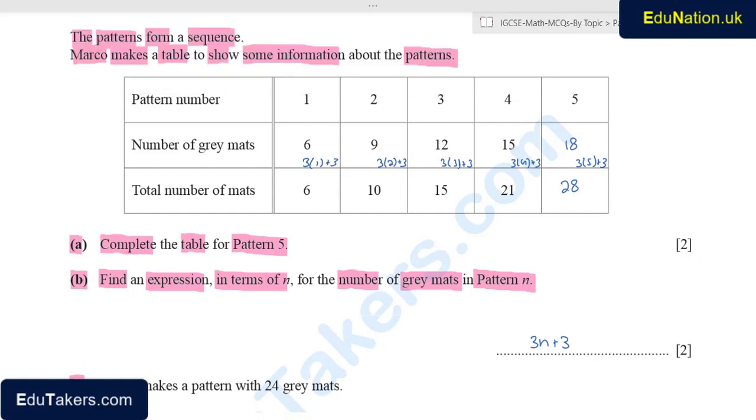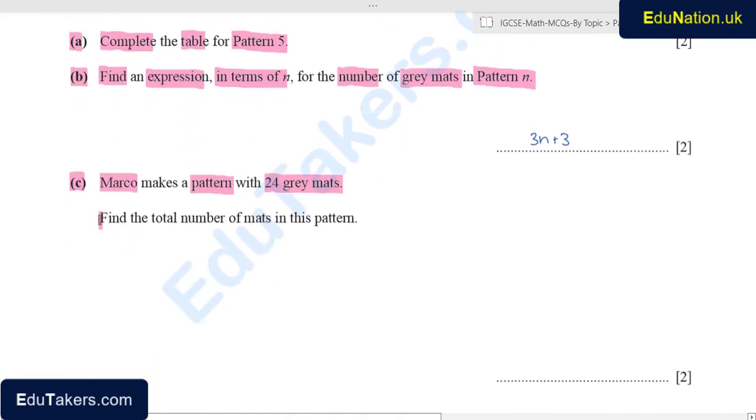Part C. Marco makes a pattern with 24 grey mats. Find the total number of mats in this pattern. 24 grey mats. Pattern for n term is 3n plus 3 equals 24. 3n equals 21, n equals 7.